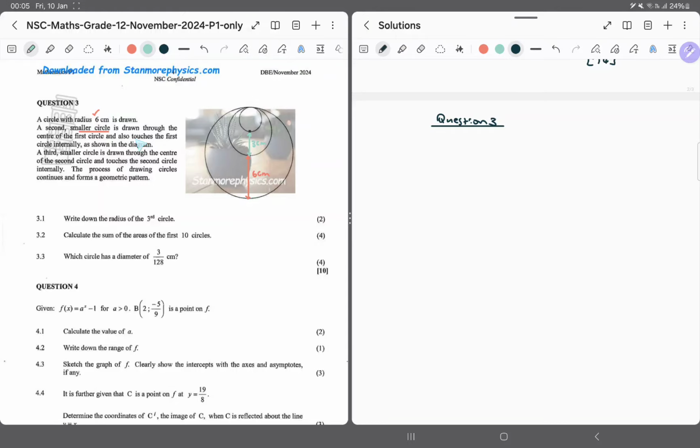And what else? We're told a third smaller circle is drawn through the center of the second circle and touches the second circle internally. Again, that means this circle's diameter is going to be the radius of this second smaller circle. And so its radius, if we just say that's the center, that means this is going to be half of 3, which is 1,5 centimeters. So this is essentially what we can see.